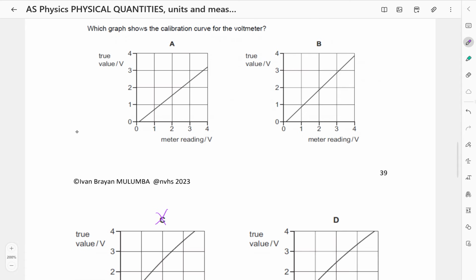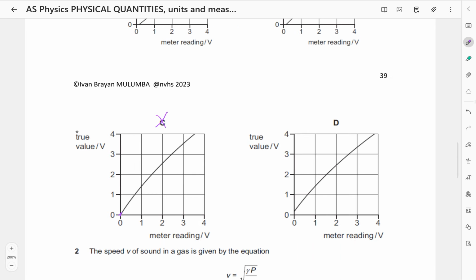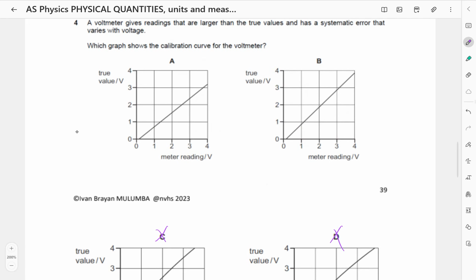The voltmeter is the one which has a systematic error, so the systematic error must be on the x-axis, which is the reading of the voltmeter. So this one is showing there's a systematic error in the true value, which is wrong. It doesn't make any sense. The systematic error must be on the x-axis where there is a meter reading. So we concentrate on A and B.